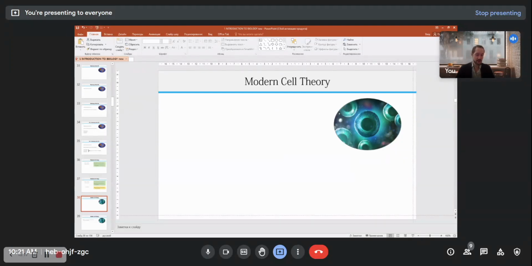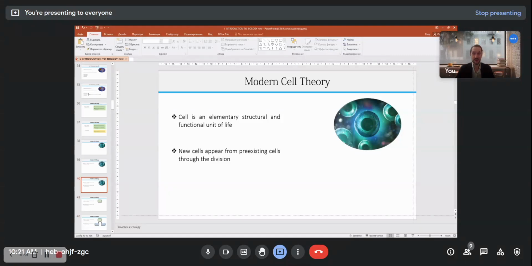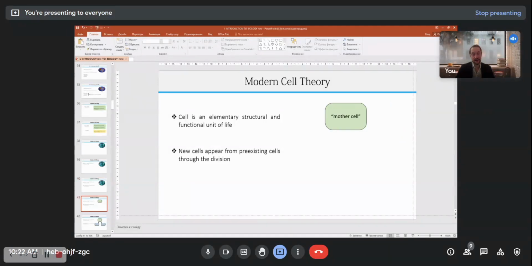How does modern cell theory look? It is composed of a slightly bigger number of key points, but in general, it's very similar to what was proposed before. So, the cell is the elementary, structural, and functional unit of life. New cells appear from pre-existing cells through division. And how this works is illustrated in a very simple way.